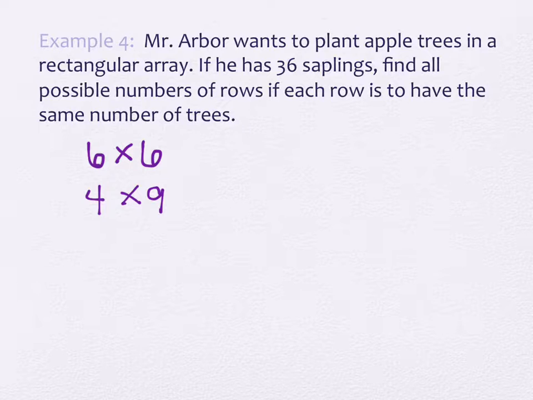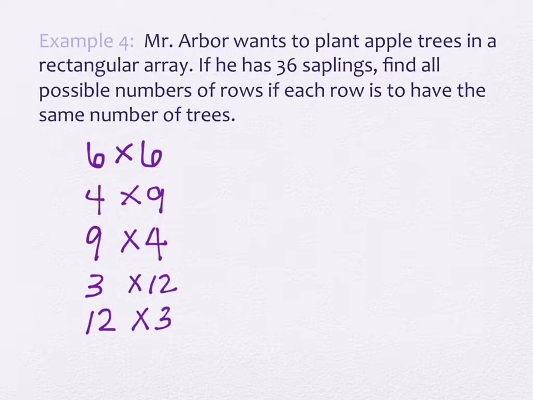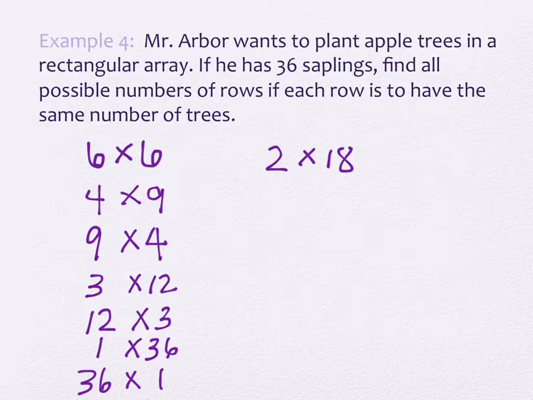So we could do 4 rows, 9 trees, or 9 rows, 4 trees. We have that option as well, so we have to go the other direction. What was the one that you had suggested, Hannah? 3 and 12. We could do 3 rows, 12 trees, or 12 rows, 3 trees. What else could we do? 36 and 1. So 1 row, 36 trees, or 36 rows, 1 tree. There's one I'm missing. 2 and 18. So 2 rows, 18 trees, or 18 rows of 2 trees.